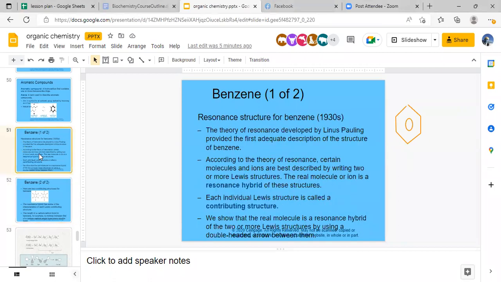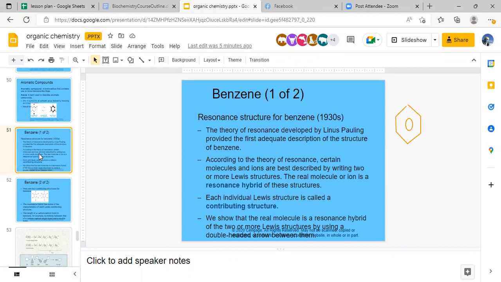So the theory of resonance, developed by Linus Pauling, provided the first adequate description of the structure of benzene. So this is the theory of resonance. Certain molecules and ions are best described by writing two or more Lewis structures or structural formulas, and the real molecule or ion is a resonance hybrid of these structures.